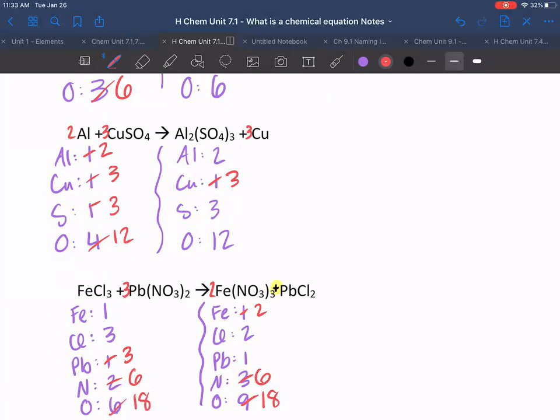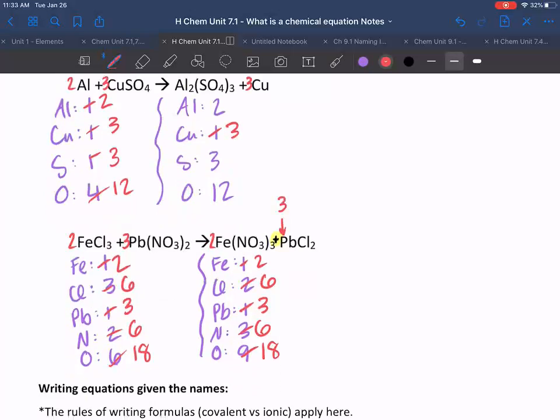And so what we're left with is that our chlorines don't match, as well as our irons and our lead. So I'm going to tackle the chlorines right now because we have an odd number of 3. I'm going to multiply iron chloride by 2. Now we have 2 irons and 6 chlorines. And then I'm going to put a coefficient of 3 in front of lead chloride. Sorry, I didn't leave myself space. Now we have 3 lead atoms and 6 chlorides. So this one took coefficients on all 4 of the species, but we got there. Any questions on this one?